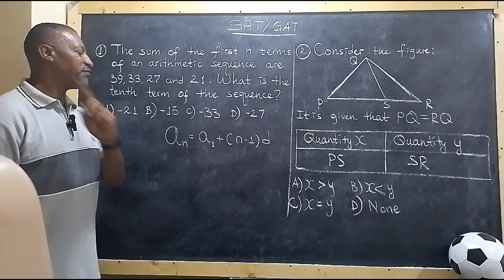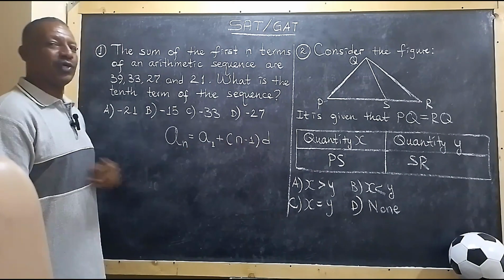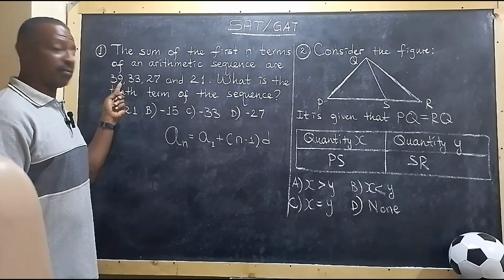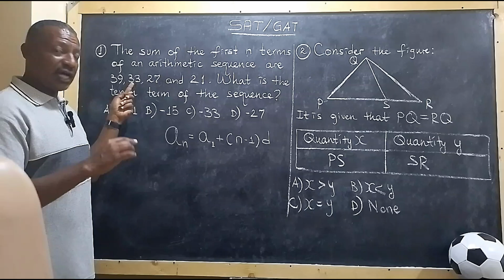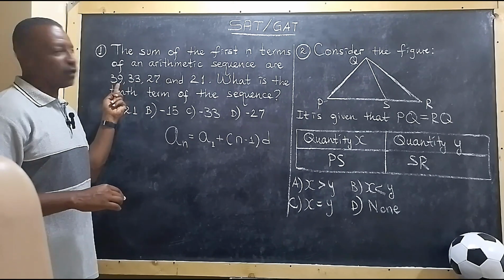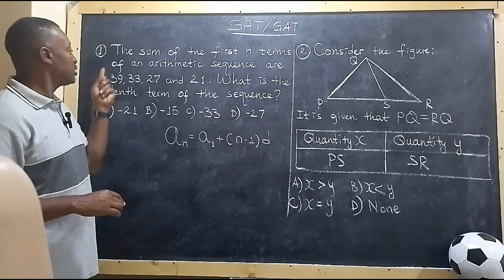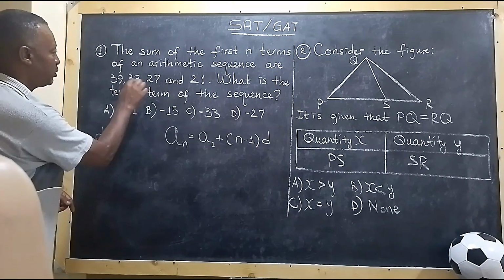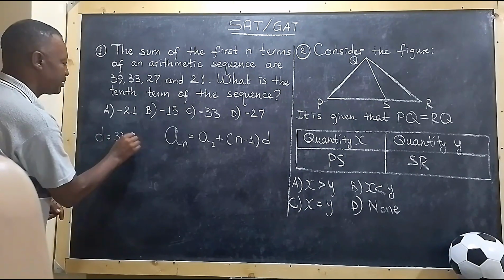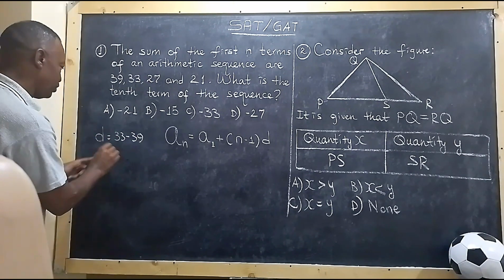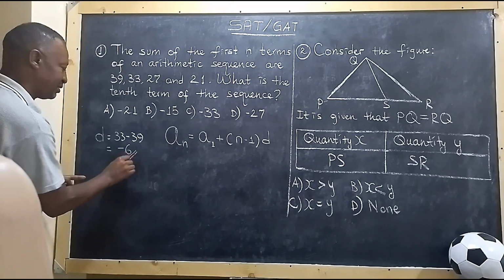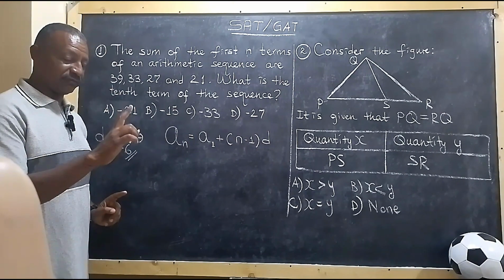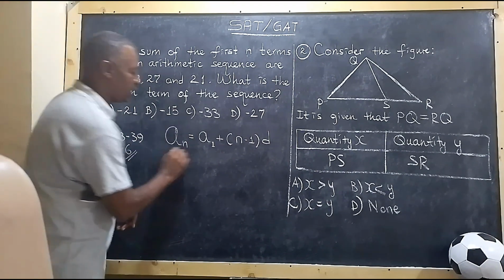But in this case, you have to be very careful with the difference. You cannot subtract 39 from 33, because 39 is the first term. You have to deduct the first term from the second term, not the other way around. Which means d is equal to the second term, 33, minus 39. When you deduct, you get negative 6. So d is negative 6, not positive 6. Great, so this is the formula.